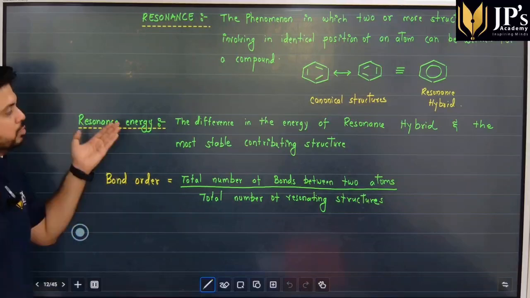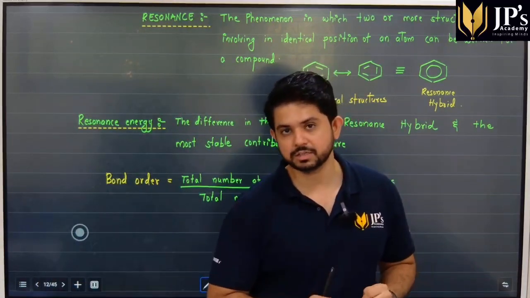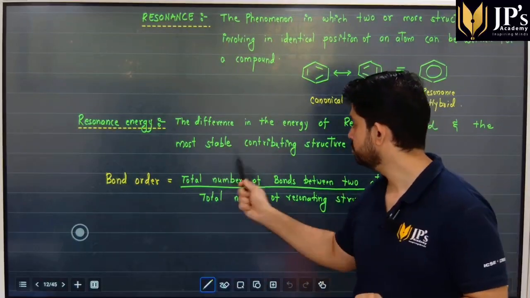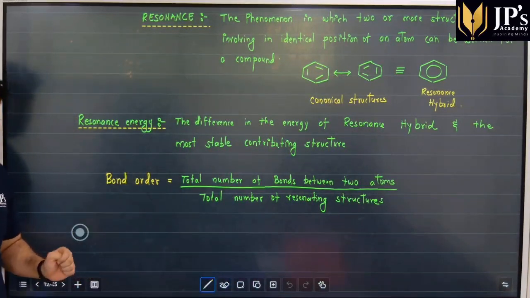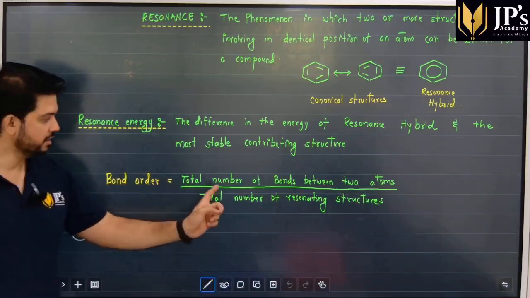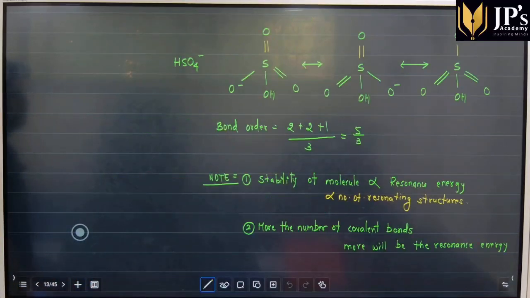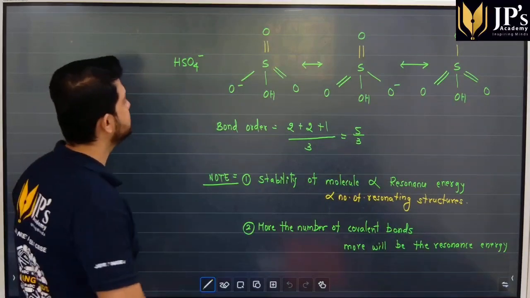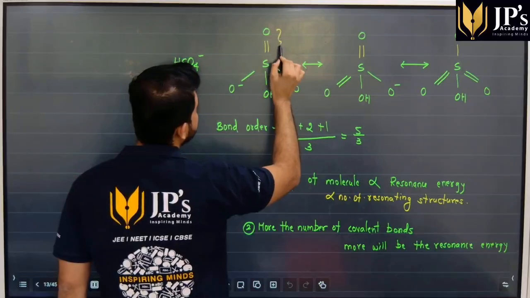हम bond order ढूंढ सकते हैं students by, if we know the different number of resonating structures, we can find bond order using the formula. It is the total number of bonds between two atoms in the resonating structures divided by the total number of resonating structures. So for example, students, यहाँ पे I want to find the bond order between sulfur and oxygen.